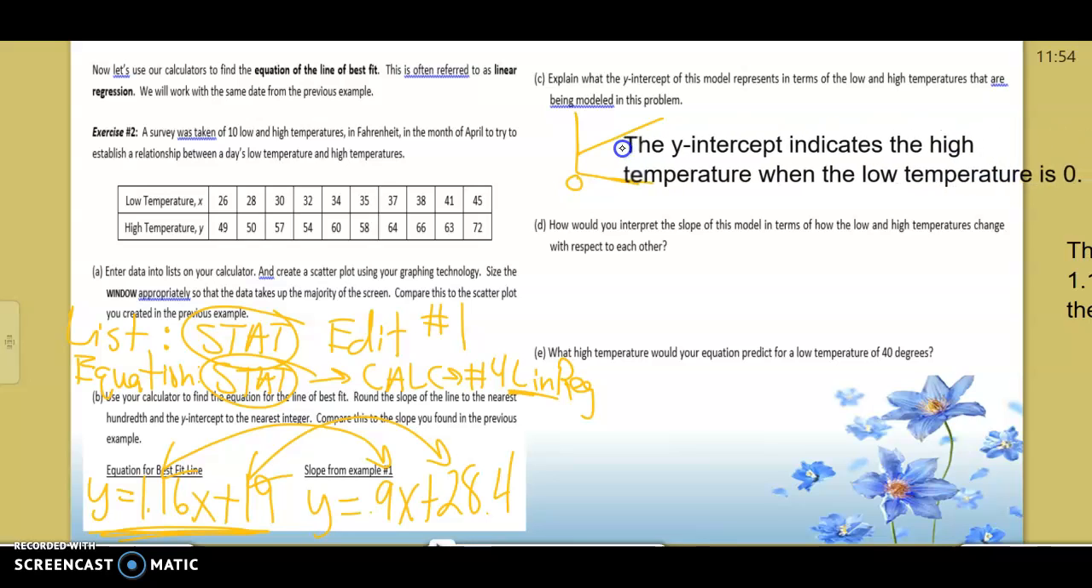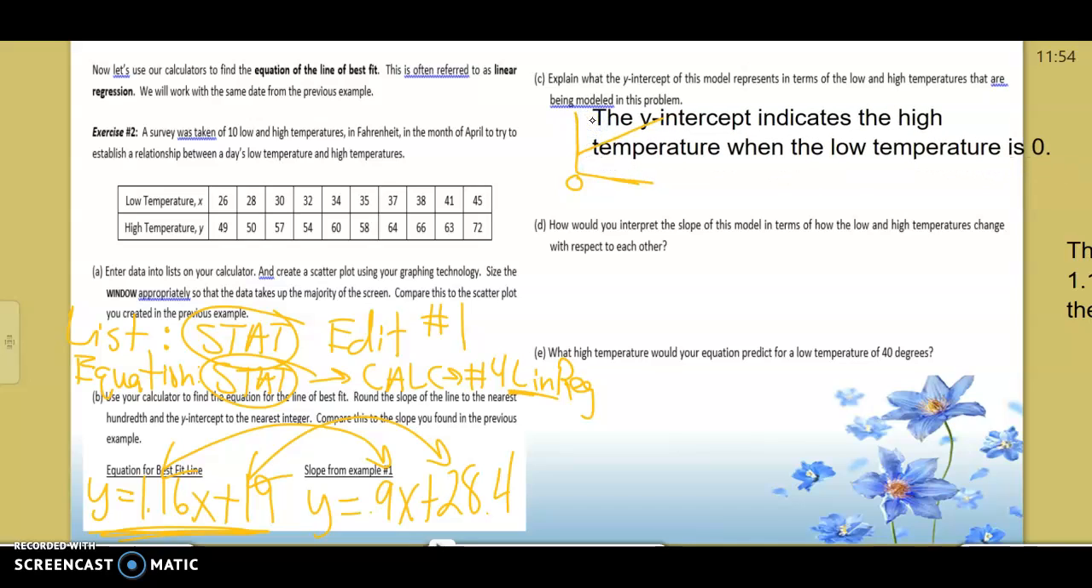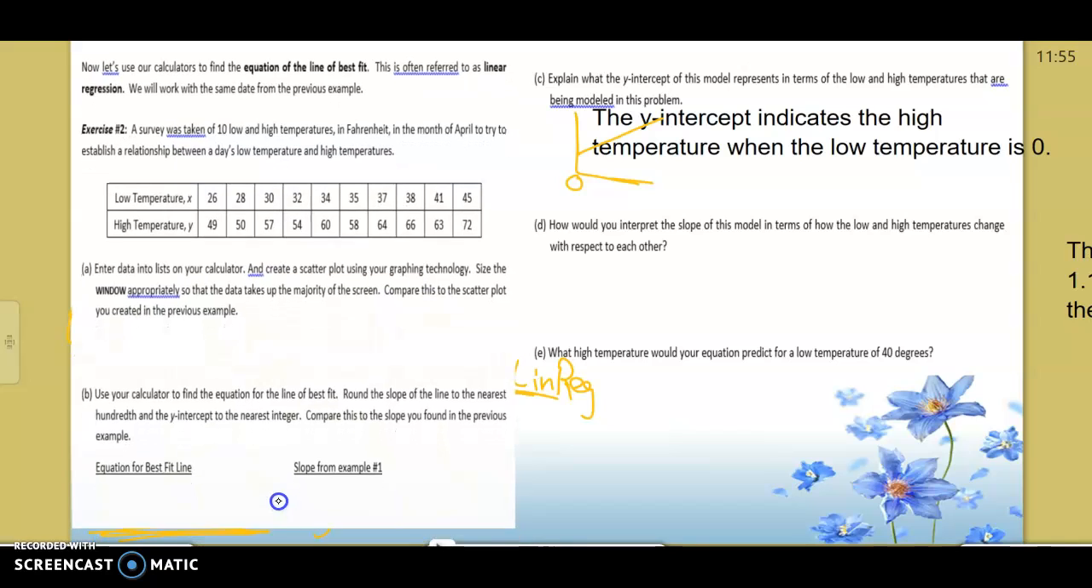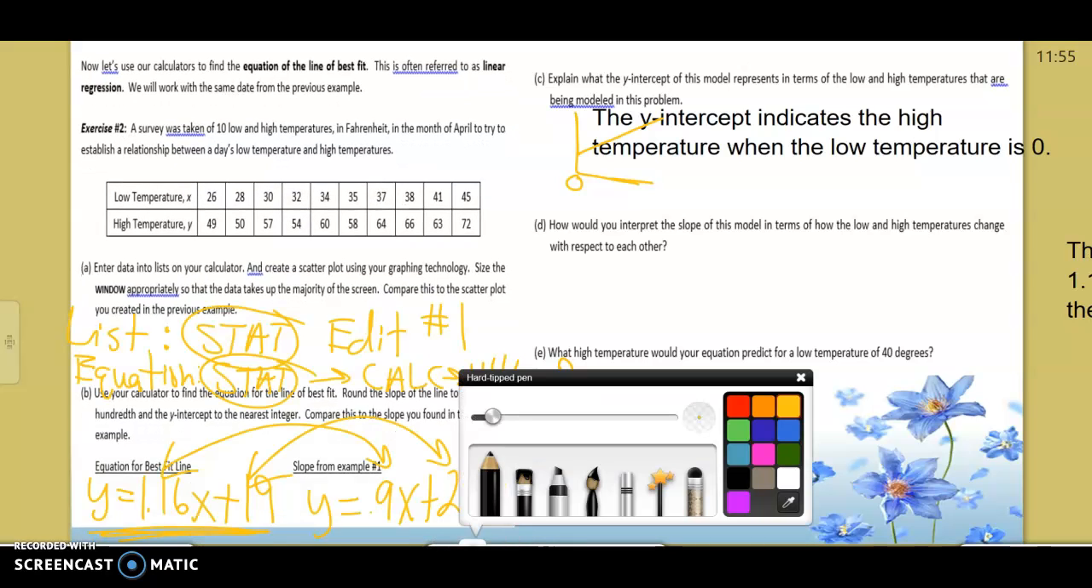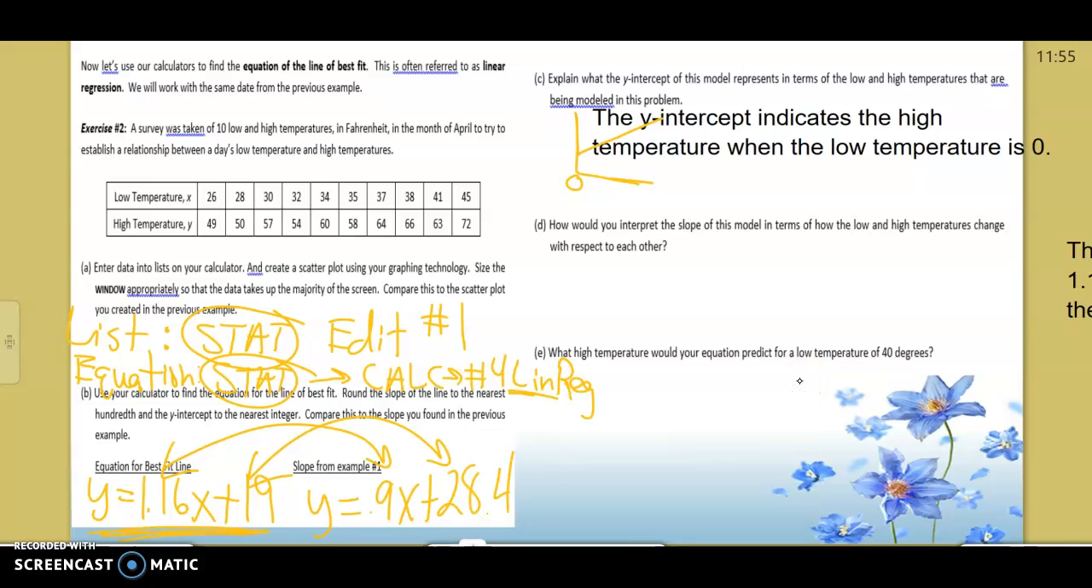So here's what we know. The y-intercept indicates the high temperature when the low temperature is 0. And we found our y-intercept to be 19 degrees. And that makes sense. If we're going to start the day off at 0 degrees, we're not going to get to a very warm temperature, right? So 19 degrees is where it would have started when the temperature is 0.